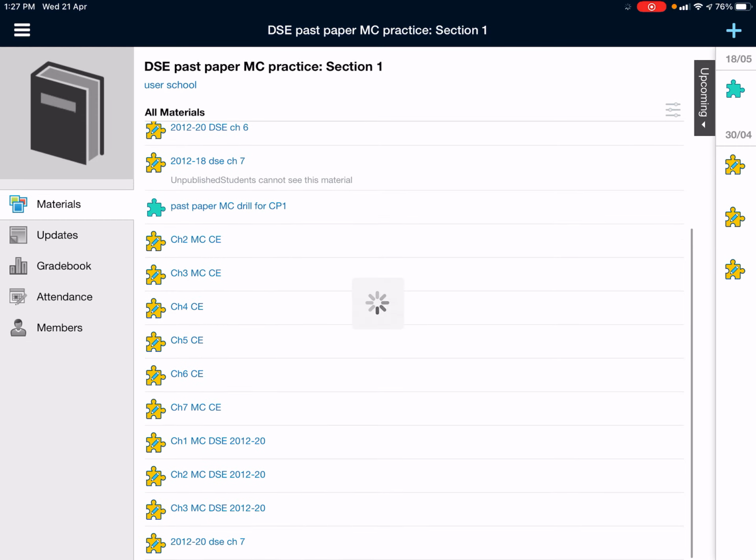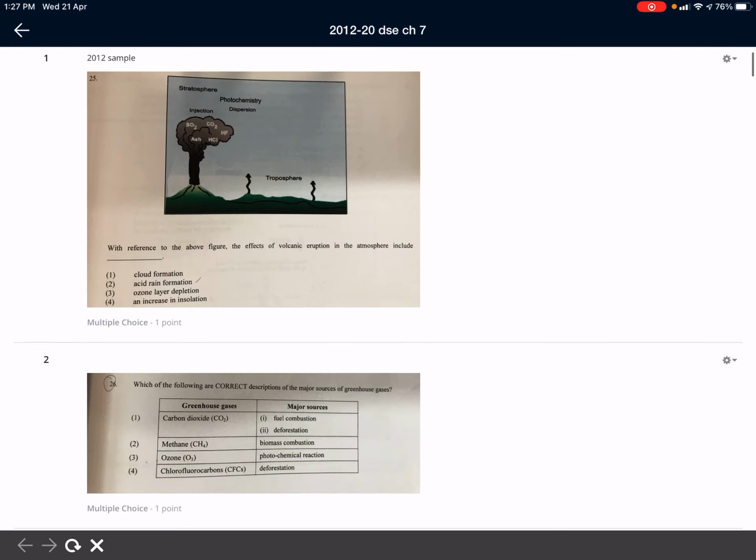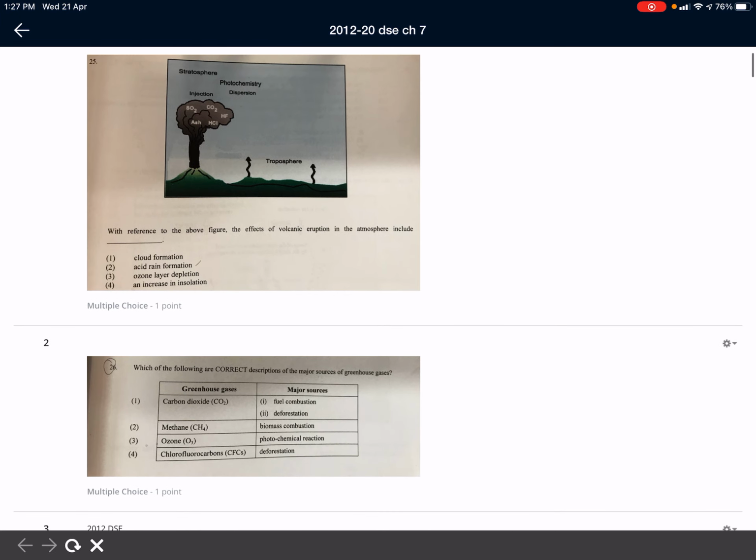Let me find out what is option 4. Okay. Increase of insolation. This is not right, because in general the insolation should be reduced instead of increased. So the choice should be number 1, 2, 3 only.